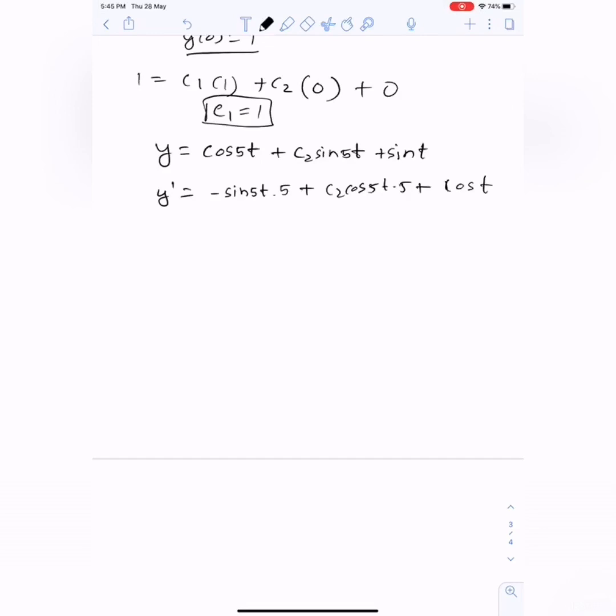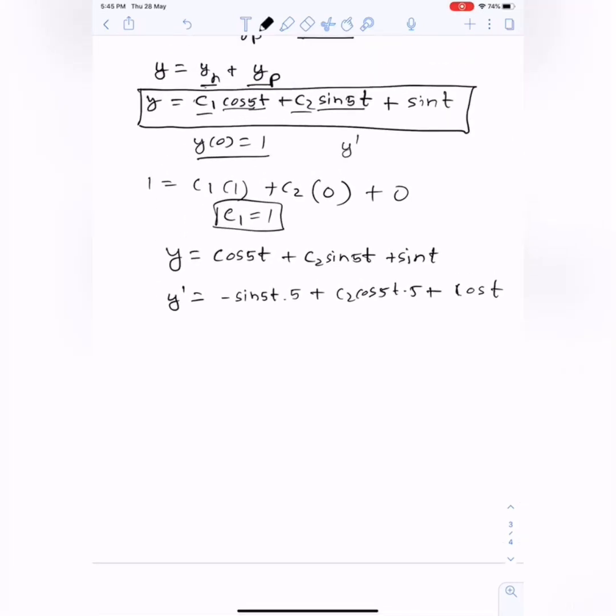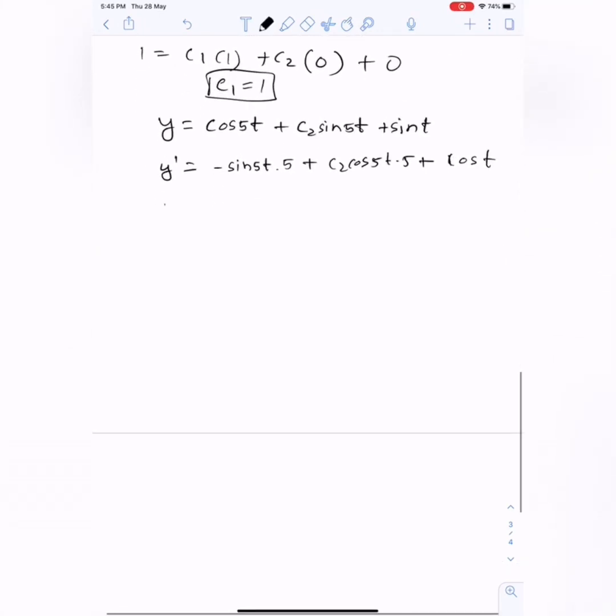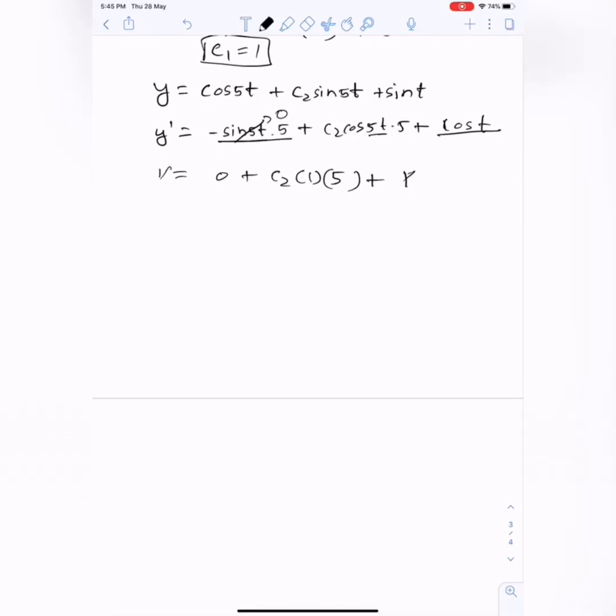Okay, so now we know y. We are there. It was also given that y dash of 0 is equal to 1. So let's substitute that in our equation. So the left-hand side will become 1, which is equal to sine of 5 times 0, which is 0, so this entire term will become 0, plus C2 times cos of 0, which is 1, times 5, plus cos of 0, which is 1. So the 1 and 1 would get cancelled. So 5 times C2 is equal to 0. Basically it means C2 is equal to 0.